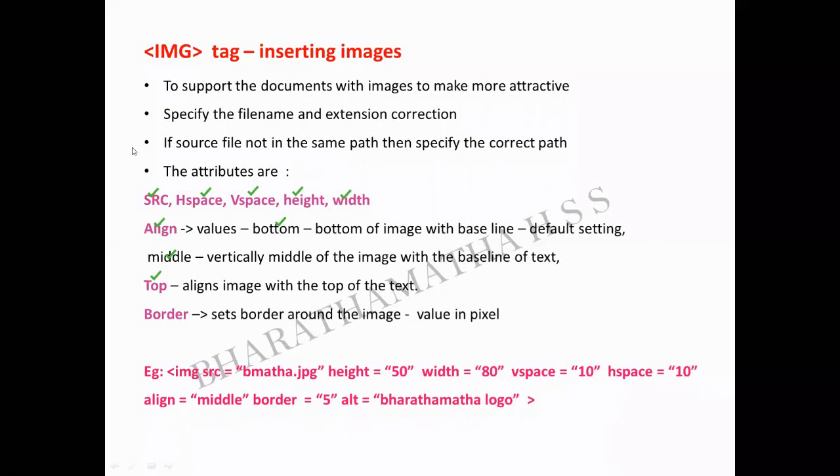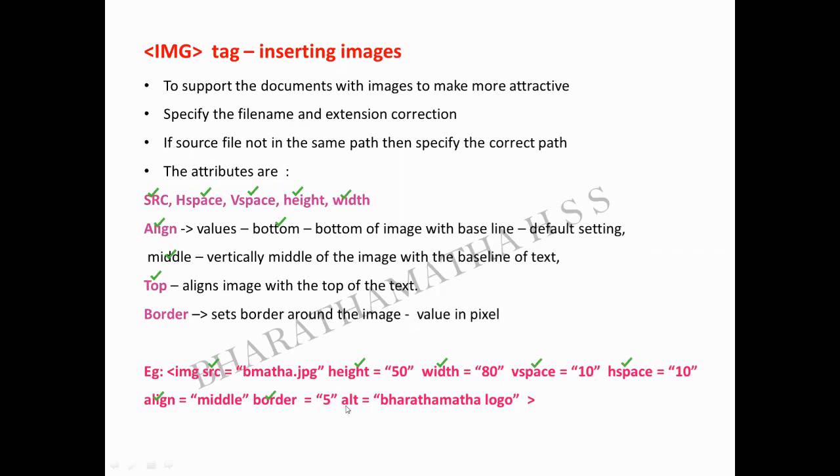So I have written one tag over here, which is img. SRC is your attribute to source the image. Then the next is height: what height I would like to set for that image, what width I would like to set, what the V space is, what the H space is. Alignment, where I want, I can choose. And what is the border? That decides the thickness.